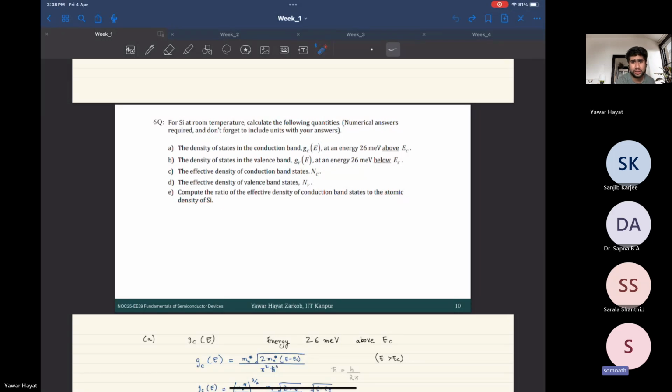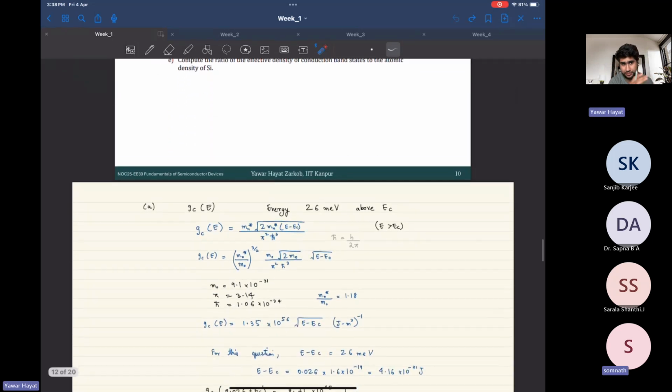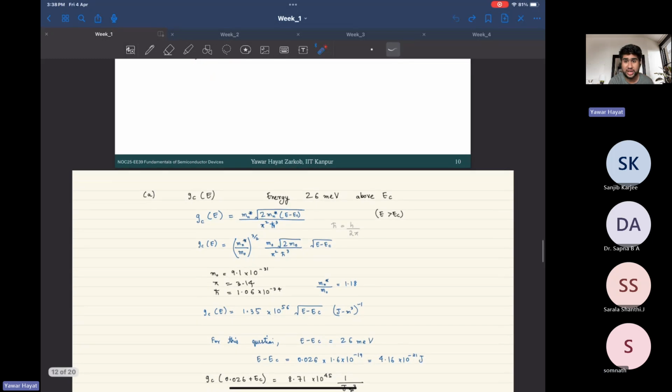Atomic density of silicon. What is the atomic density of silicon? How many atoms are there in 1 centimeter cube? This is a constant that you are supposed to know. It's 5 into 10 to the power 22. At least remember the order.